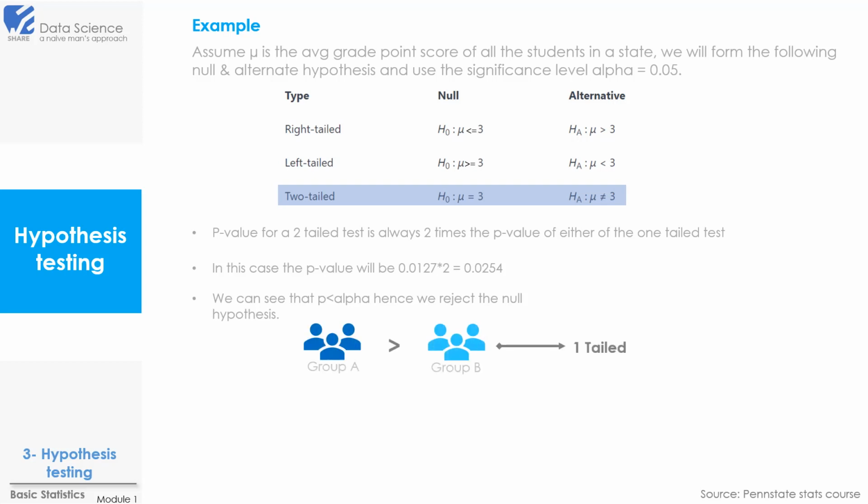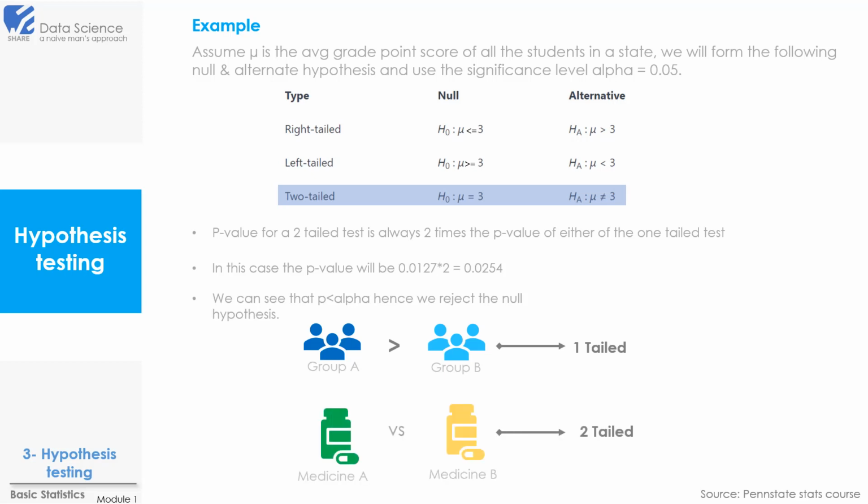For example, you want to see if group A scores higher than group B. So the sole purpose of your study is to check this, and you are completely uninterested in checking the possibility of group A scoring lower than group B. So in such cases, we can straight away use a one-tailed test.